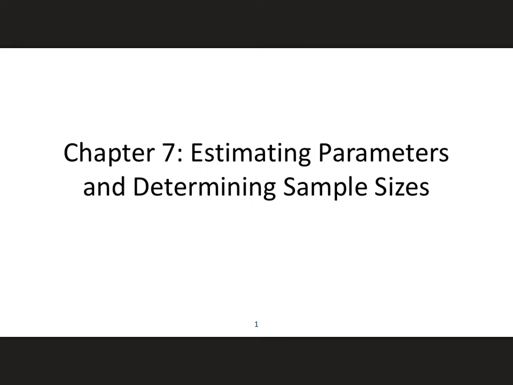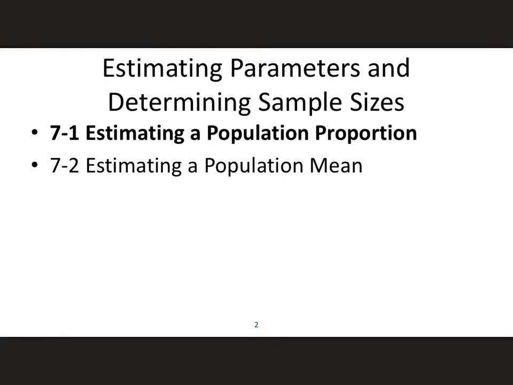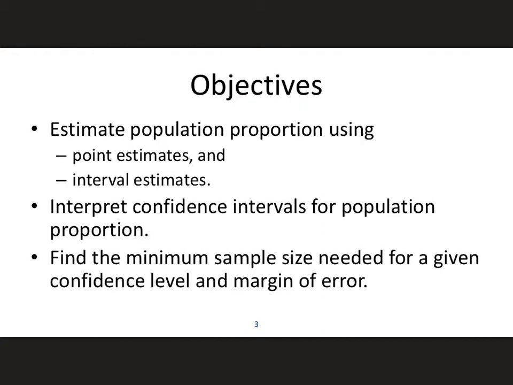In Chapter 7, we're going to be looking at estimating parameters and determining sample sizes. For 7.1, it's going to be really focusing in on estimating population proportion. So your objectives in this lesson will be to estimate population proportion using point estimates and interval estimates, interpret confidence intervals for population proportion, and find the minimum sample size needed for a given confidence level and margin of error.